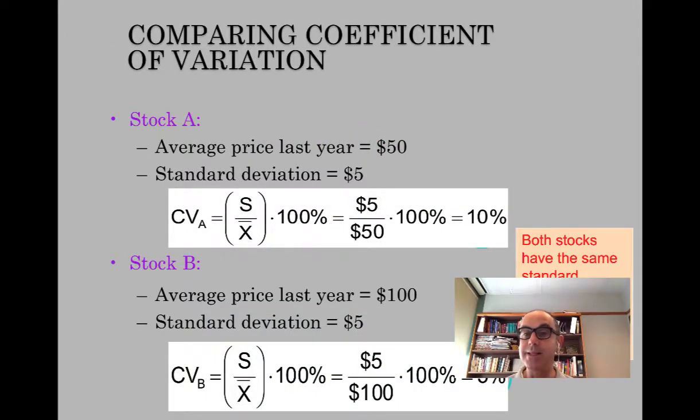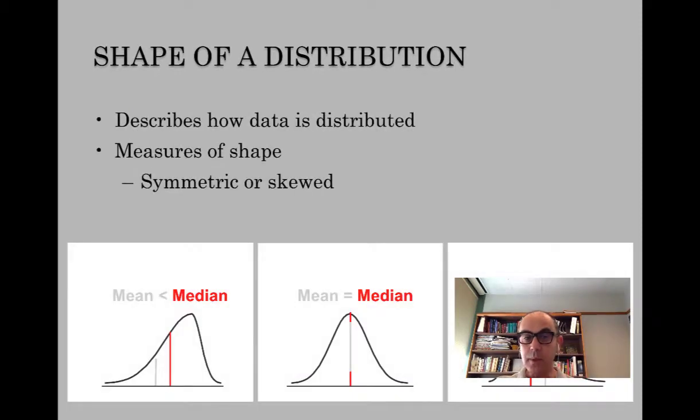One of the things that we like to do is the stock market, stock A versus stock B, and we will use the coefficient of variance in order to calculate which one is the best in that sense. So stock A is equal to 10%, stock B is equal to 5%. Both stocks have the same standard deviation, but stock B is less sensitive relative to its price. So those are the things that we always try to do.